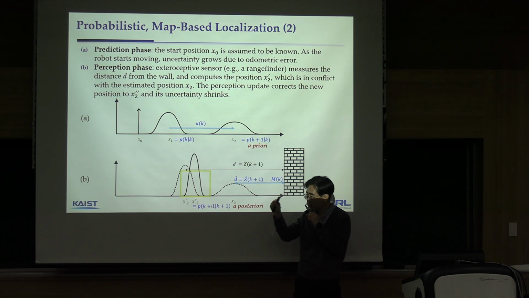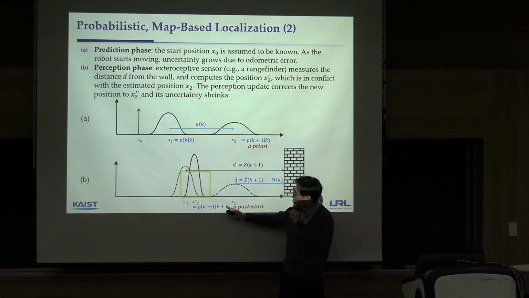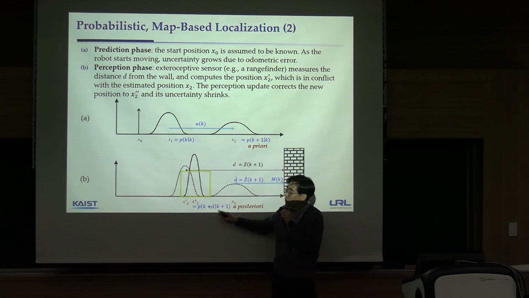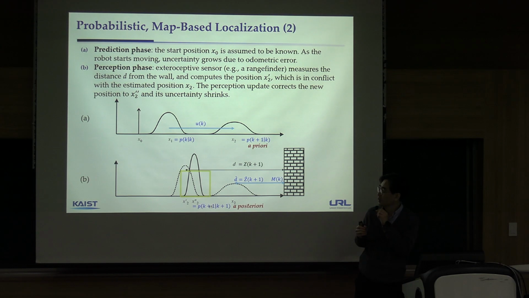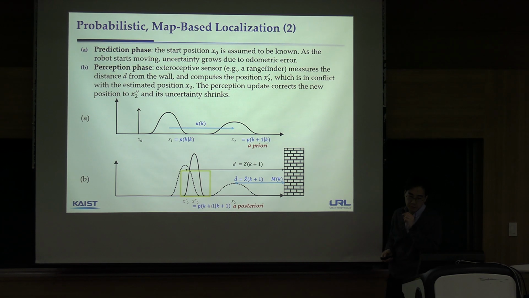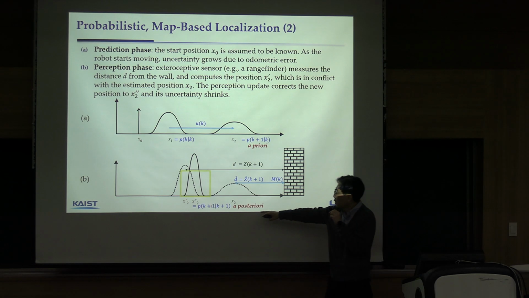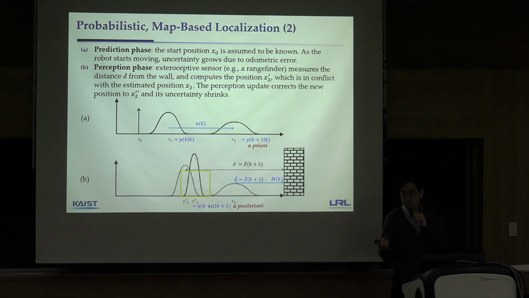So we have incorporated the new measurement d at time k plus 1, and obtained the estimation of the position at time k plus 1. This is called a posteriori information. A priori means we have not incorporated the measurement yet. A posteriori means we have incorporated the measurement now. That's the difference between them.